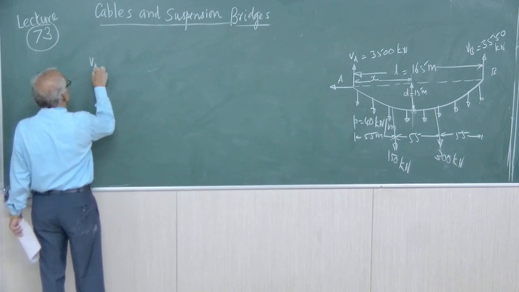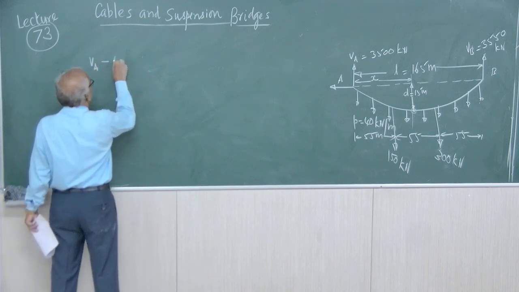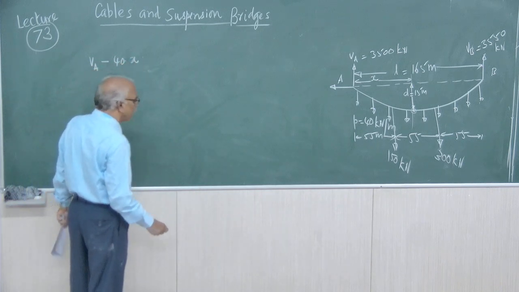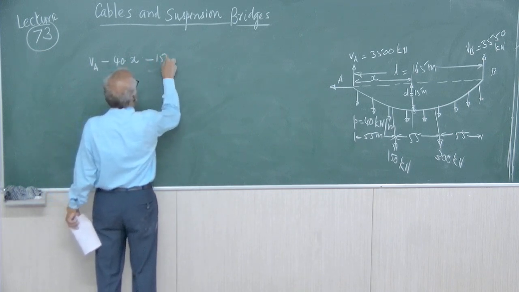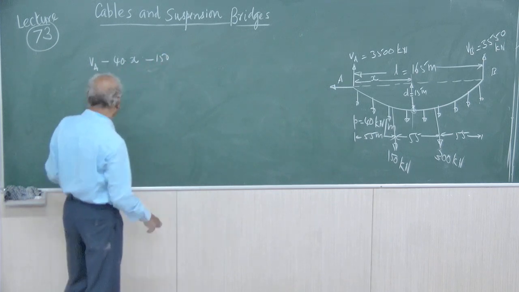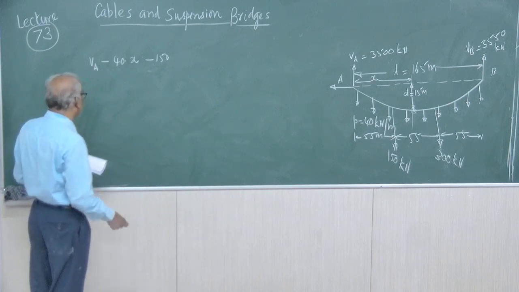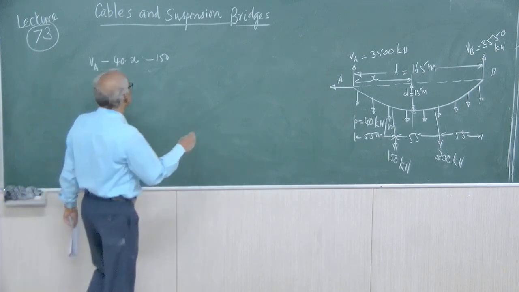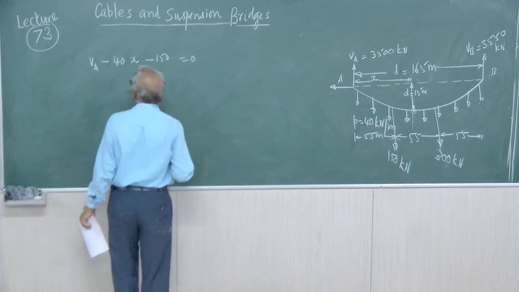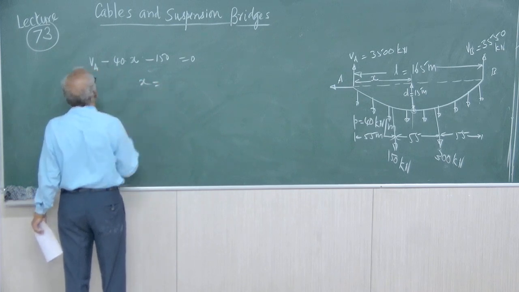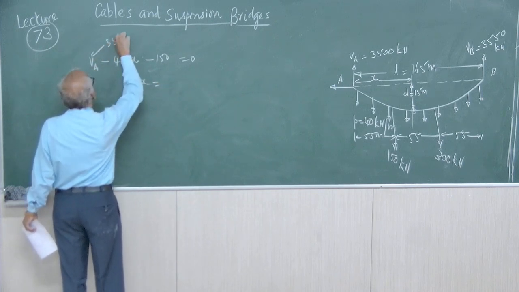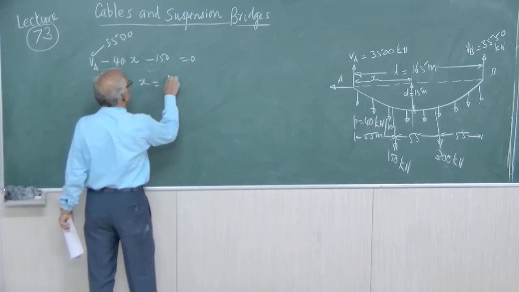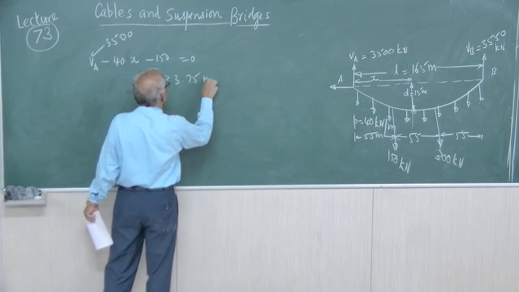So one is VA minus 40 into x, that is not known, minus 150. VA minus 40 into x minus 150. The sum of the vertical force equals V equals 0. So this is equal to 0. This will give you the value of x, because VA is 3500. This is known. Therefore, the only unknown is x. x equals 83.75 meters.